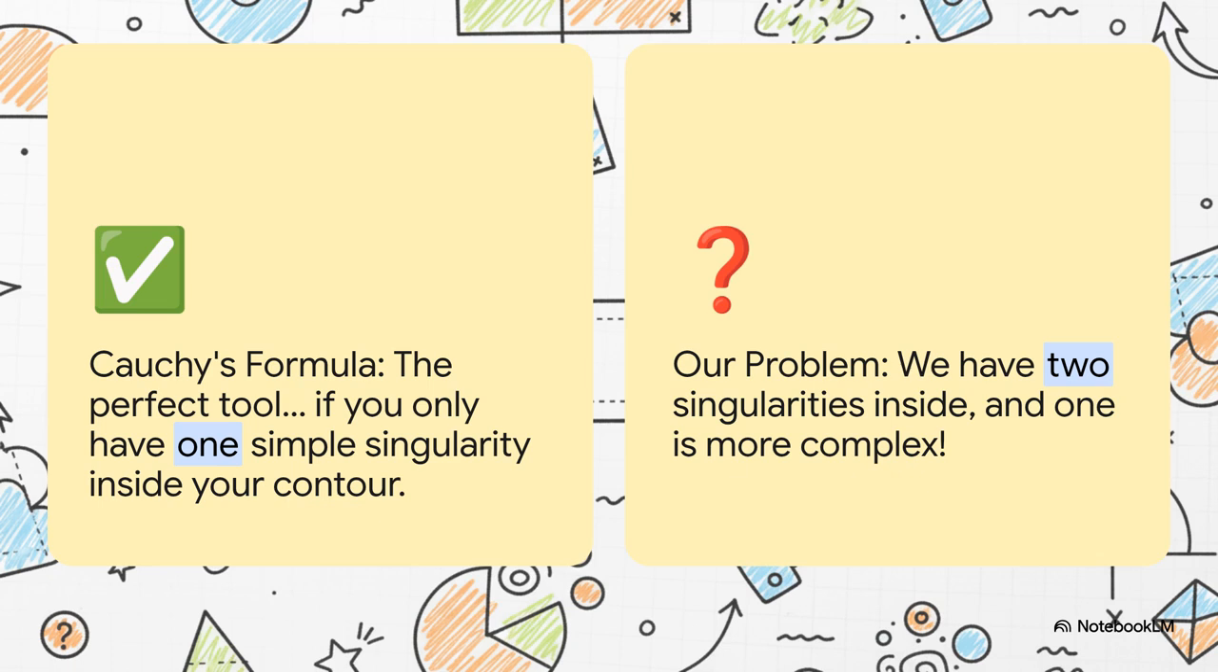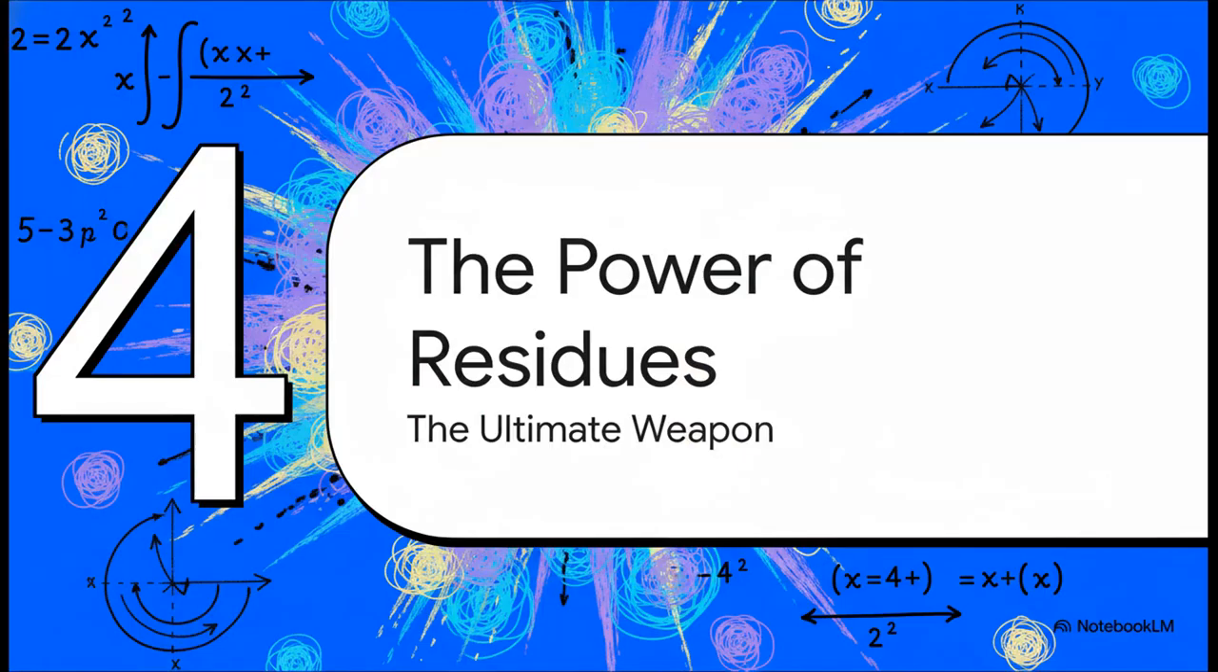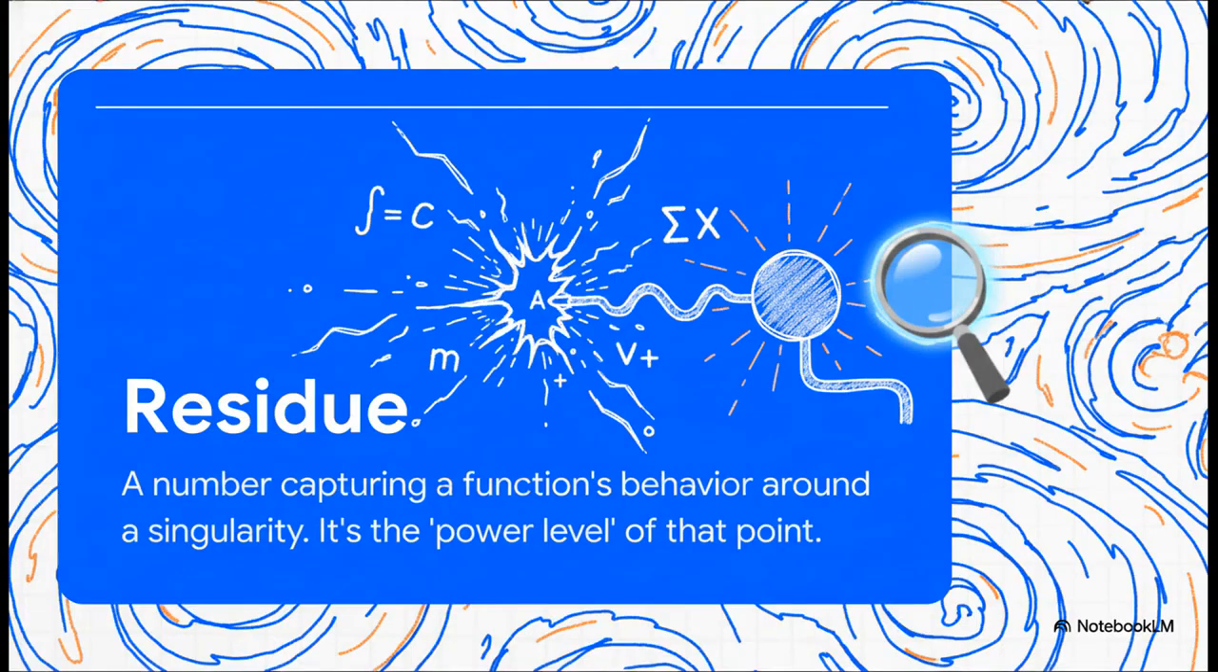We need to level up. And that brings us to the main event. This is the ultimate weapon in our arsenal for complex integration. It's called the Residue Theorem, and it's the tool that lets us handle multiple and even more complicated singularities all at once. The key idea behind this theorem is a concept called the residue.